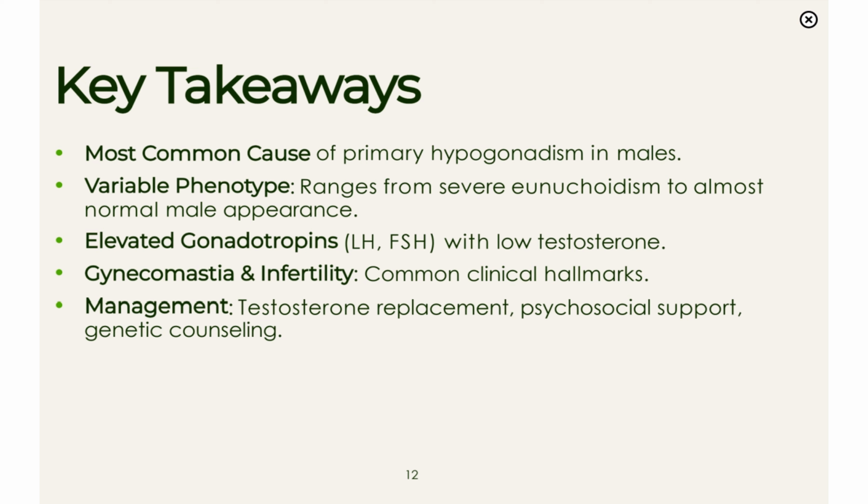So the key takeaways are Klinefelter syndrome is the most common cause of primary hypogonadism in males, usually presenting after adolescence. There are variable phenotypes which can range from severe eunuchoidism to almost normal male appearance. And remember that phenotypically normal appearing males could actually have undiagnosed Klinefelter due to mosaicism or other variants such as the XYY variant. And then they do have elevated gonadotropins, LH and FSH, and very low testosterone or low normal testosterone. Patients do have gynecomastia and infertility, and our management is always to replace testosterone mainly for muscle development, bone health, psychological state. And also remember that these patients do require psychosocial support and genetic testing.